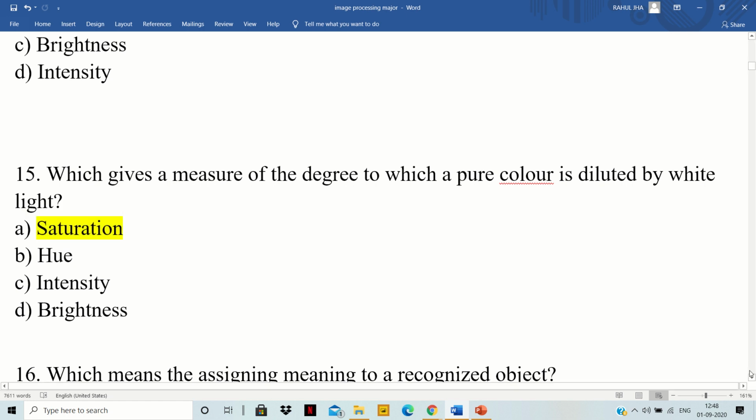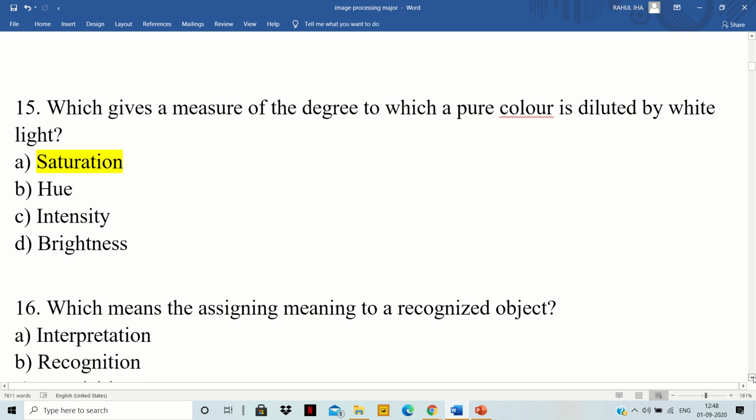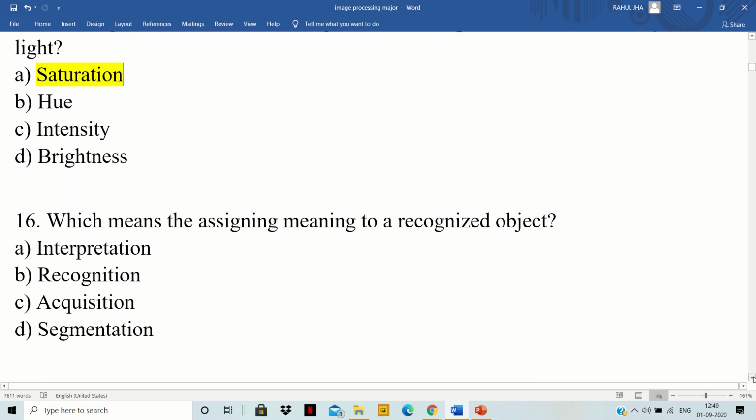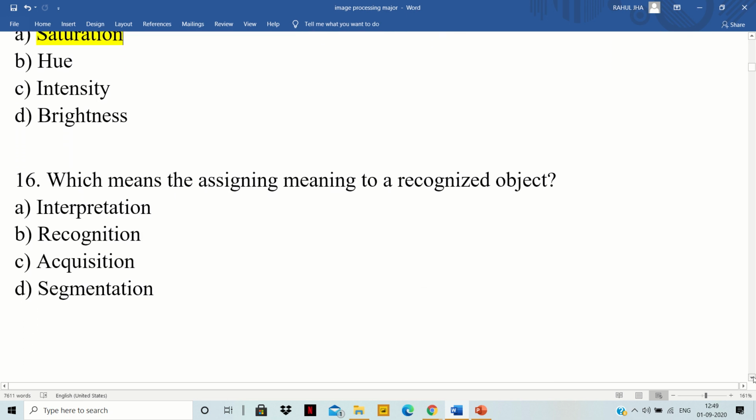Next question. Which means assigning meaning to a recognized object? If we are recognizing an object, the answer will be recognition. But assigning meaning to a recognized object means we need to interpret that thing. Our options are interpretation, recognition, acquisition, and segmentation. So we need to assign the meaning. The answer will be interpretation, which is A.